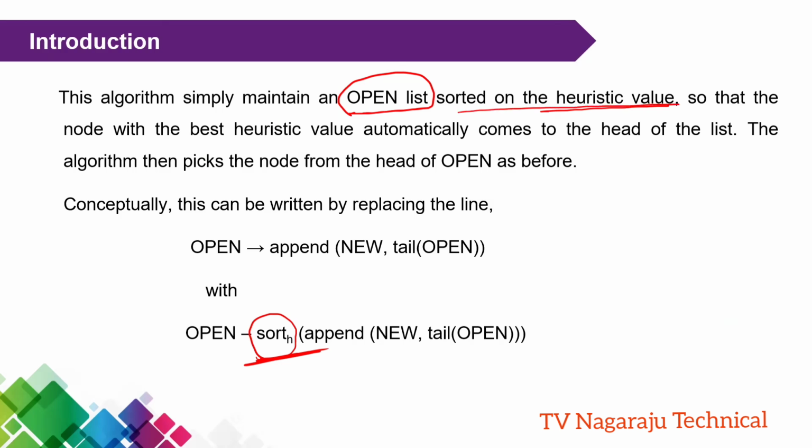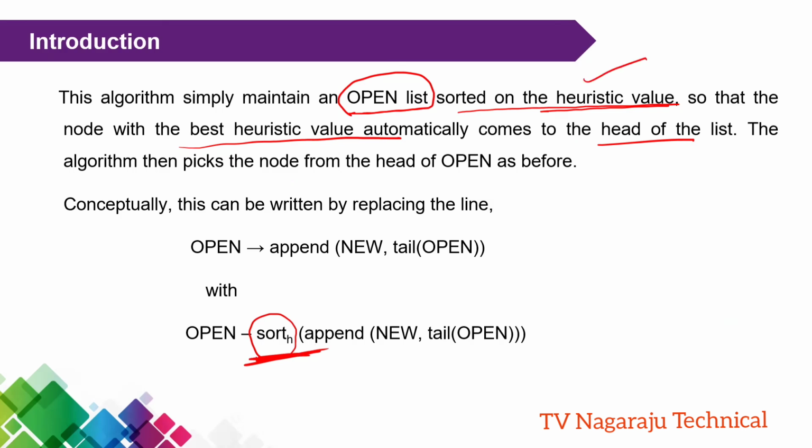Now what happens? Instead of blindly exploring the nodes, we explore the nodes that have the best heuristic value. Got it? Why? If you are placing nodes in sorted order, automatically the node with the best heuristic value is at the head of the list, and we pick up that particular node from the head of the list and do the remaining operations. Now you got it? So the main thing is the nodes in the open list are in sorted order based on heuristic value.